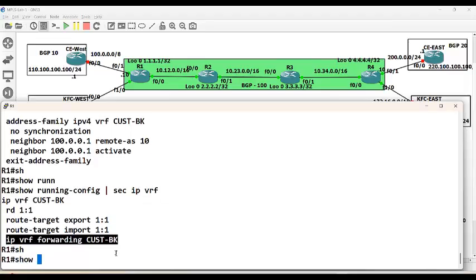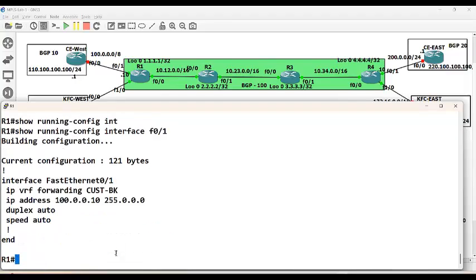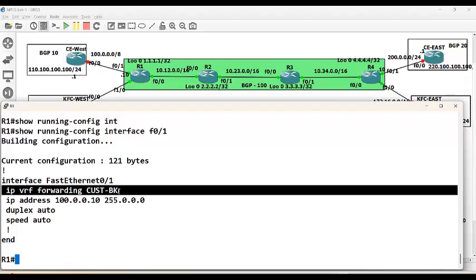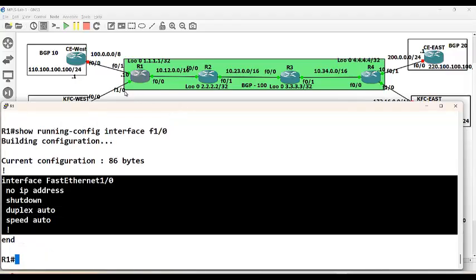You want to see that? Show running interface F01. IP VRF forwarding. That is how we made that interface a member. Now we are going to do similar configuration for KFC. See, right now KFC is not having any VPN, not even an IP address. Let's give an IP address first.